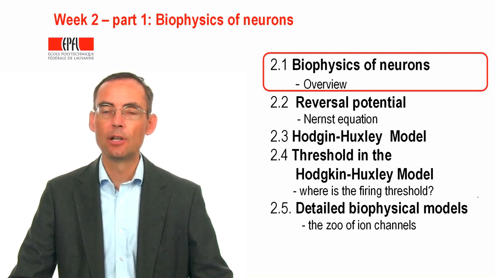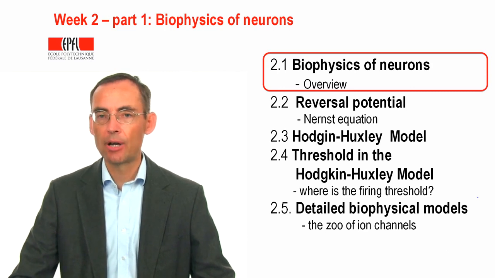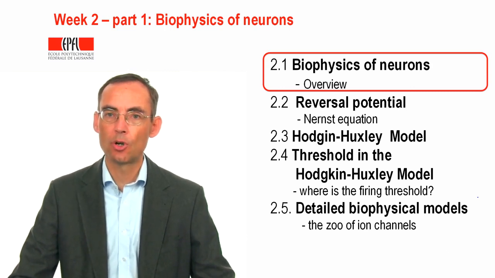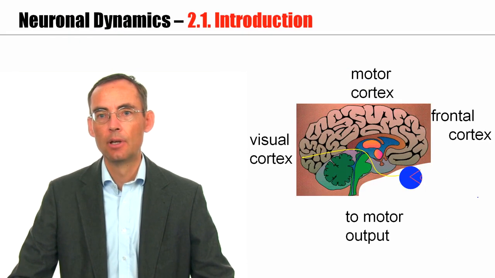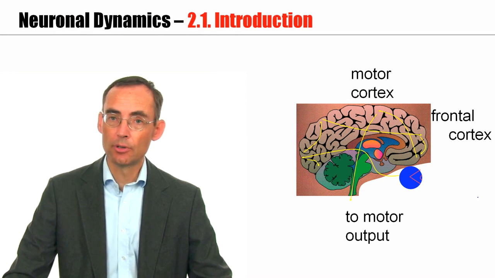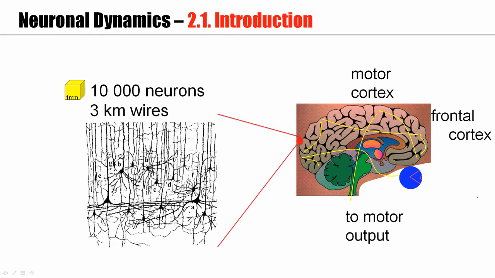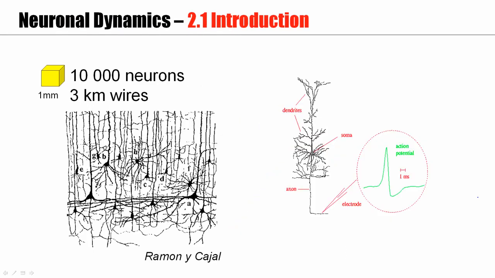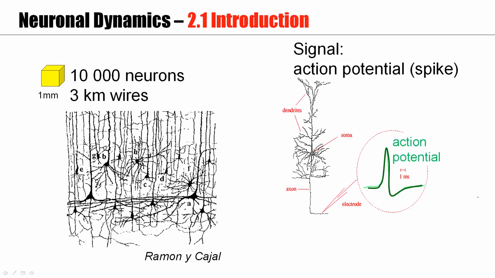Welcome to the second week of the class Neuronal Dynamics. This week we will discuss biophysical models of neurons, models of the Hodgkin Huxley type. Just like in the previous week, we will describe neurons that are part of the brain, and these neurons, as we have seen, communicate with each other by sending out short electrical pulses called action potentials or spikes. The question I would like to ask this week is, how are these spikes generated?